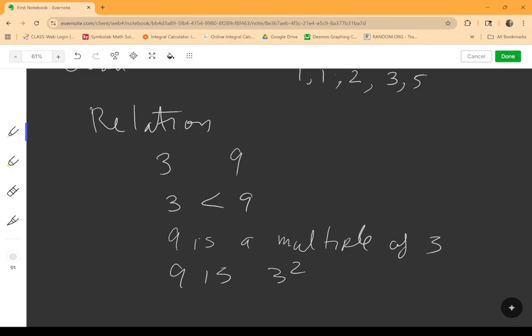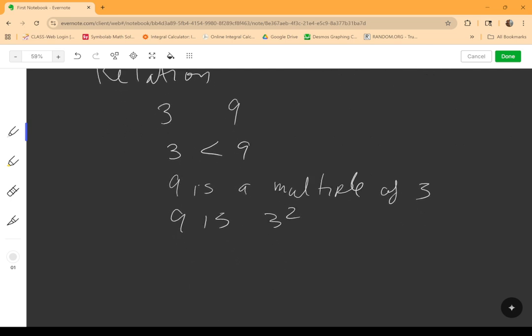And different than a function, where each input maps onto one output, a unique image, that is not the case for a relation. It's just a way to relate. And this is what's referred to as a binary relation, where we're just dealing with two objects, in this case 3 and 9. All right, so that is a relation between two numbers.